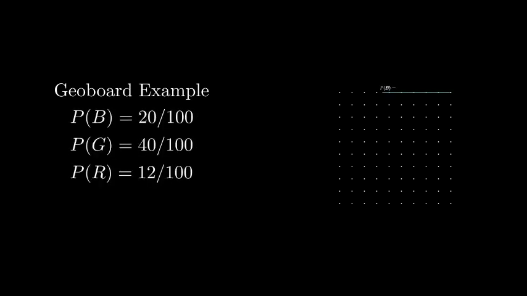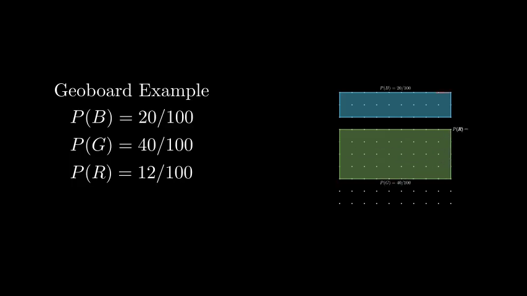Event B, the blue region, covers 20 squares, so its probability is 20 out of 100. Event G, the green region, covers 40 squares, so P of G is 40 out of 100. And event R, the red region, covers 12 squares, so P of R is 12 out of 100. The overlapping areas represent intersections. We'll use this information to test for independence between these events.